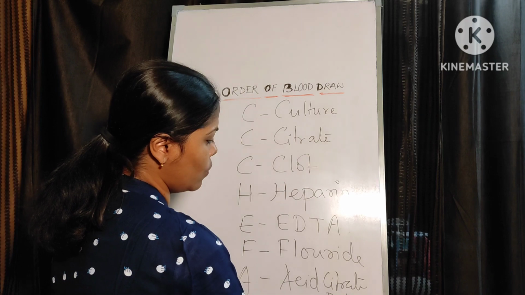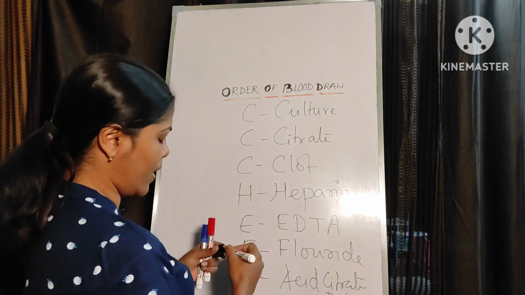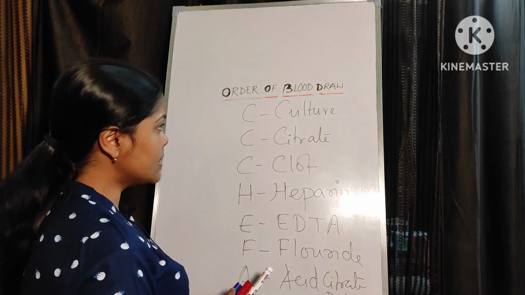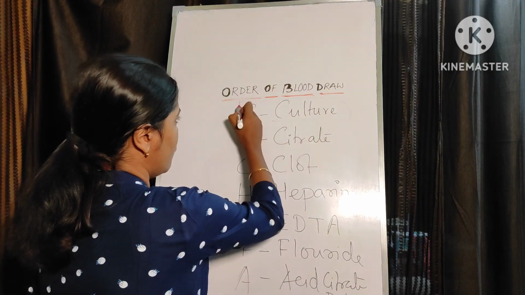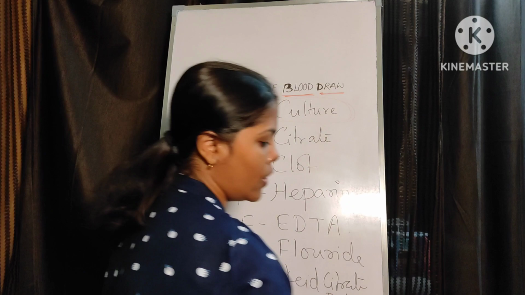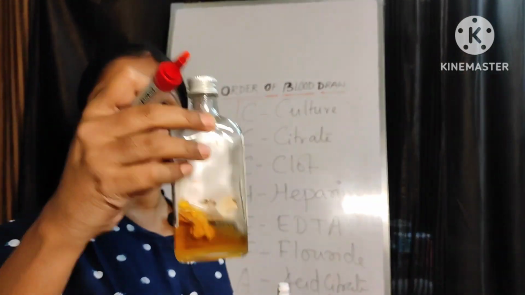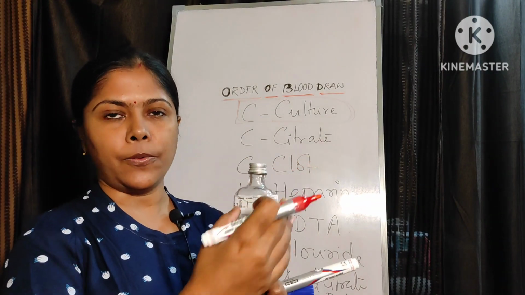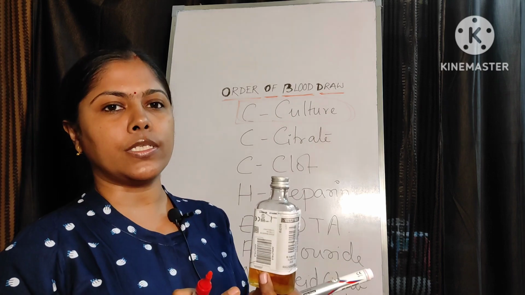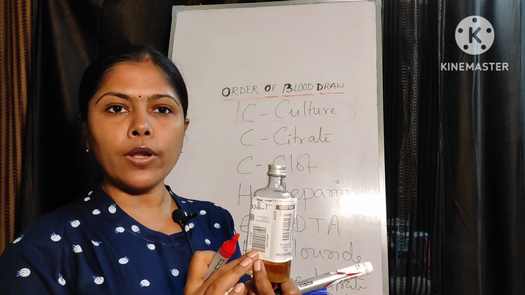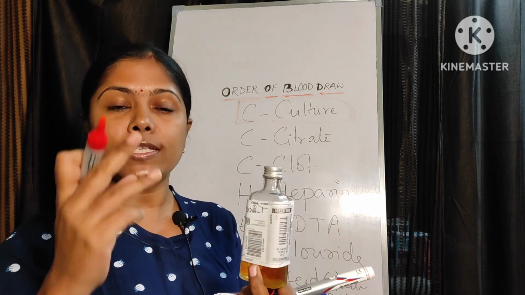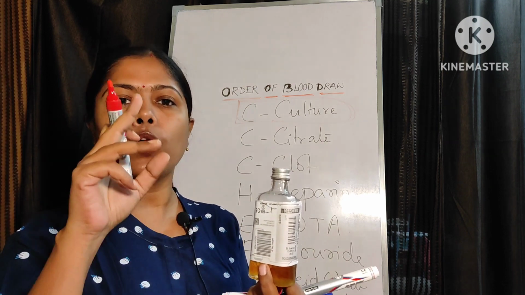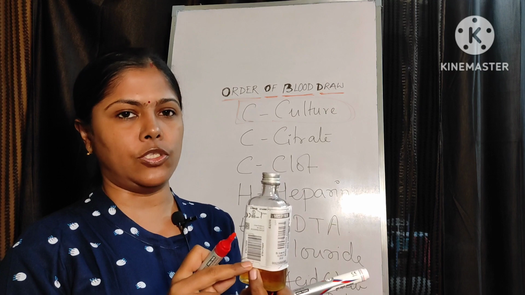Now let us look at each of the vials. First one is culture. This is the first bottle, the bottle in which blood should be collected. Now this blood culture bottle should first go for aerobic culture and then for anaerobic culture. If the sample is inadequate, we will only proceed for aerobic culture.